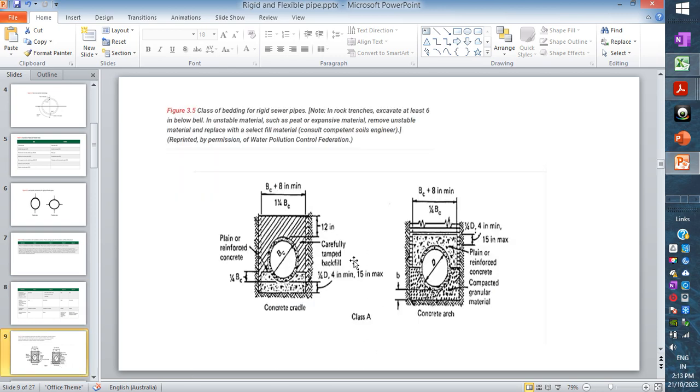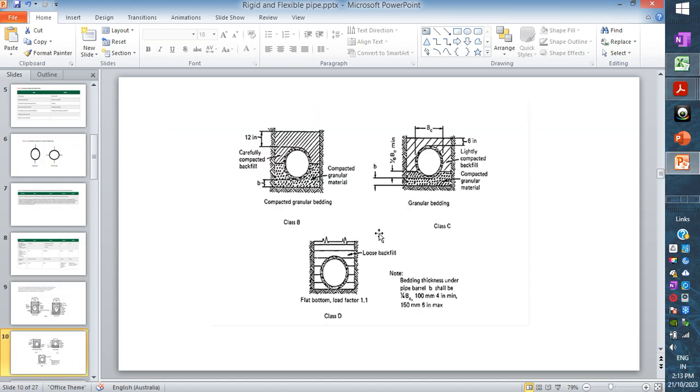These are the other embankment conditions where you can see class A is plain or reinforced concrete all the way up. Class B is compacted backfill granular material. Class C is lightly compacted granular material. Class D is loose. Usually in Australia, most of the time for streets we use class B bedding.